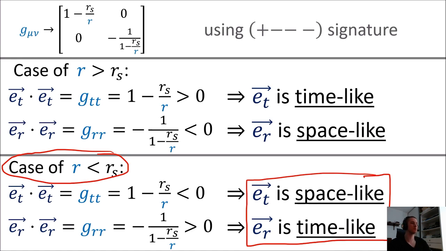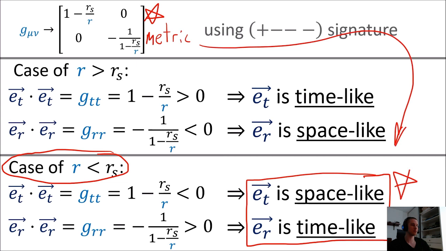The strange swapping of the roles of the t and r coordinates is the result of the coordinate system we're using. But we can trust the metric tensor to tell us that, inside the event horizon, the r basis vector gives a time-like direction with positive squared length, and the t basis vector gives space-like directions with negative squared length.